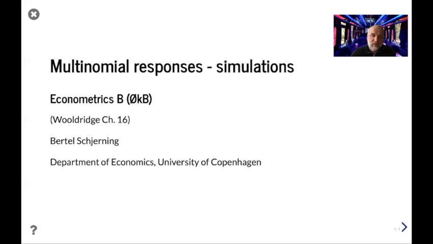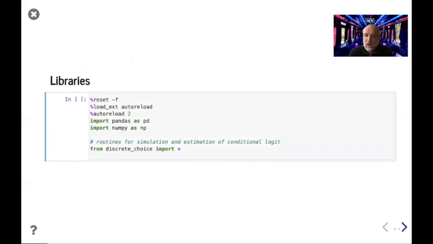That's the plan. Okay, so really I'm going to make a short video on the conditional logit model. For that, we need a bunch of libraries, and most of the routines that you need are going to be buried down in this little library. It's called discrete choice, that you can just import. It's uploaded to GitHub, to the repository on the multinomial logit model, so it should be available for you.